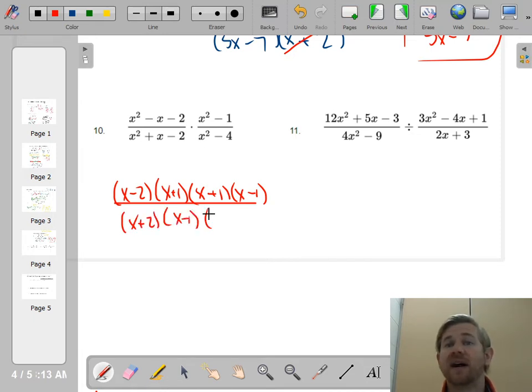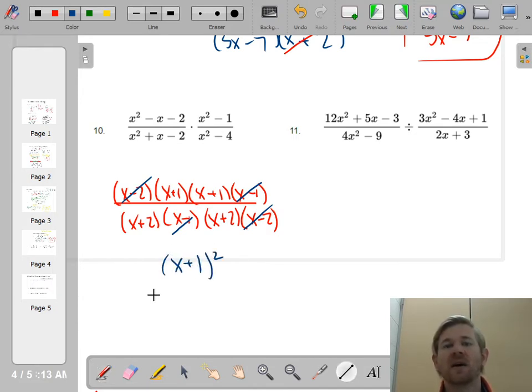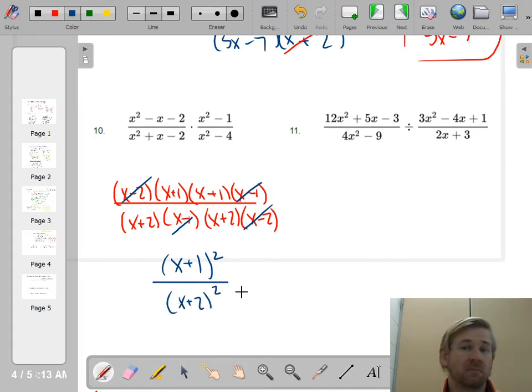And then we also have difference of squares. x plus 2, x minus 2. So a lot goes away, I think. x minus 2, x minus 1. It's tempting, since these are on the same side of the fraction bar, to just write this as x plus 1 squared over, in the bottom, x plus 2 squared. Okay, that's kind of cool.